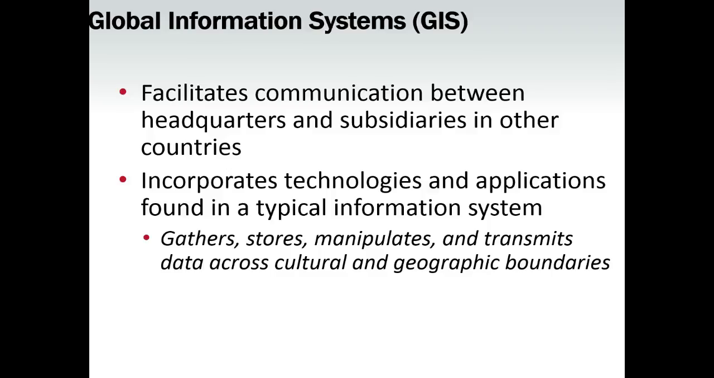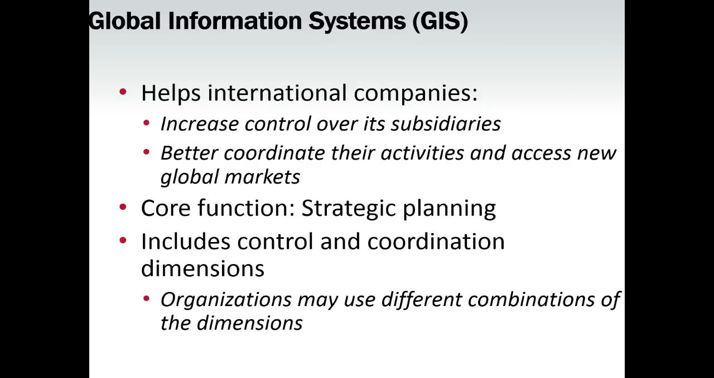Let's look at a global information system. A global information system is an information system that works across national borders. It facilitates communication between headquarters and subsidiaries in other countries. It also incorporates all the technologies and applications that can be found in a typical information system in order to gather, store, manipulate, and transmit data across cultural and geographical boundaries.